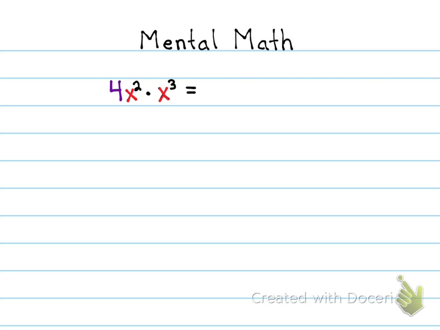So let's just color code this stuff for us. So I've got a 4 that's not going to combine with anything. X squared times x cubed is x to the 5th. So my final answer here is going to be 4x to the 5th.